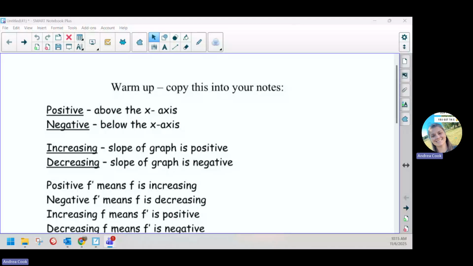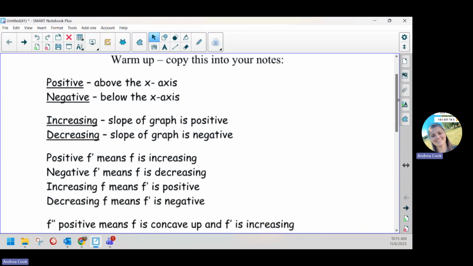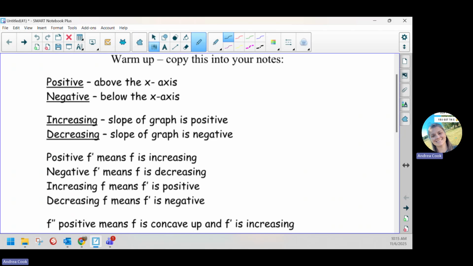Okay, today we are going to learn about curve sketching. So these are some things that we've already talked about. If you take a minute to read through these, I'm also going to make that chart that we've been referring to. Positive, remember, is above the x-axis, negative is below. Increasing means the slope is positive, decreasing means the slope is negative. And then for these next few, I'm going to make our little table.